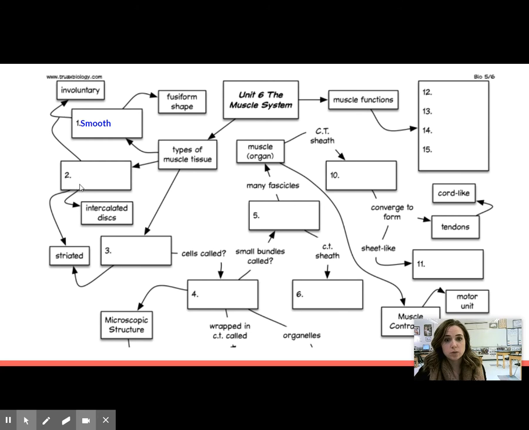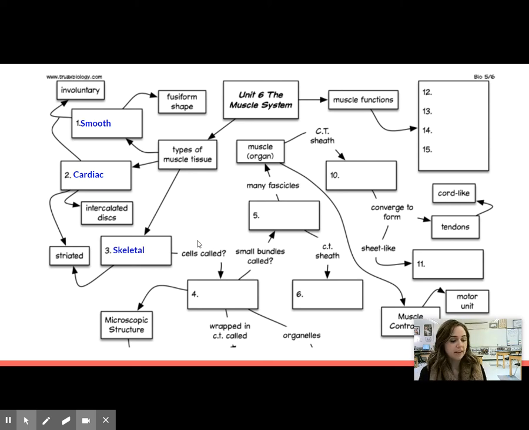Coming down to number 2 here, it is also involuntary, but it has intercalated discs and it's striated. I know there's a lot of crazy arrows going on here, but you should know that if it has intercalated discs, that could be your cardiac muscle tissue. And then your third muscle tissue type is striated. It's not connected to the involuntary, meaning it is voluntary, which would be your skeletal muscle tissue.